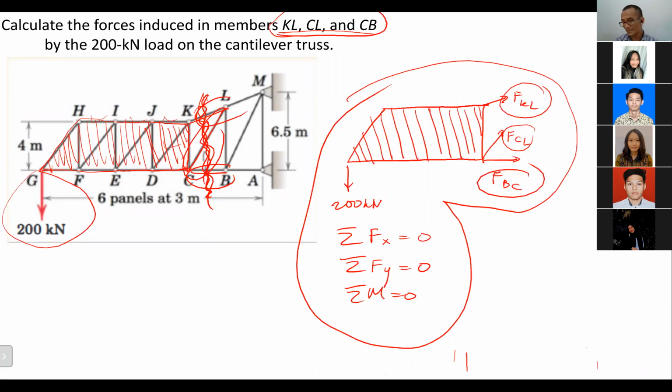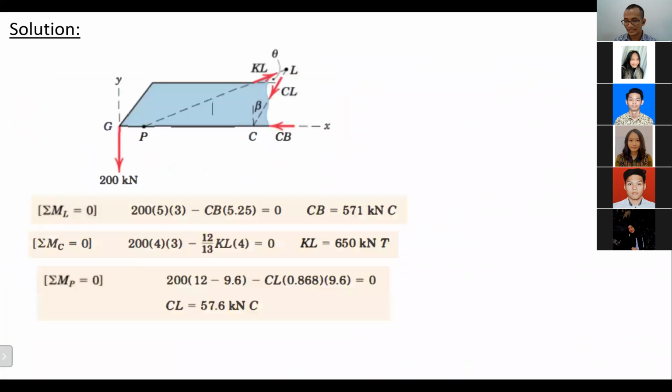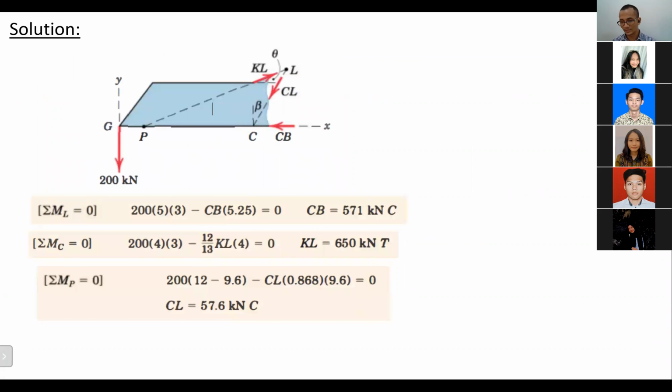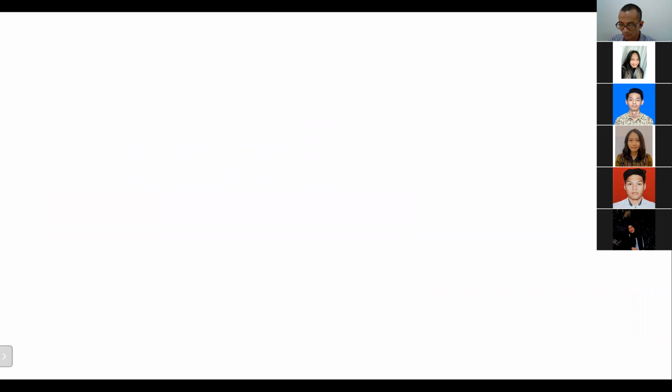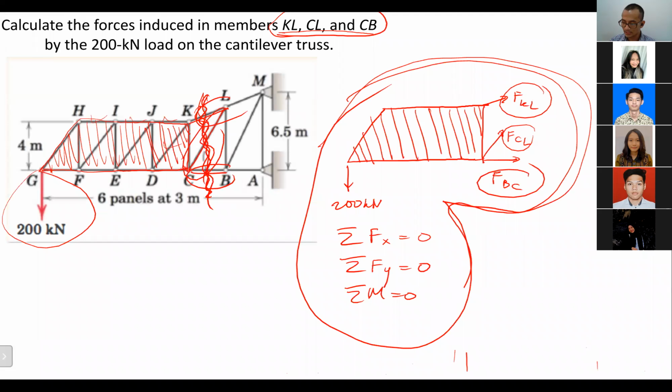Okay, so that's the basic thing that you're supposed to know about cutting, right? After you cut, yes, this is the calculation: CL, CB, and KL. But by doing the calculation like this, it will become more confusing for you. So it is better to just use the free body diagram here that I drew for you, because all the dimensions will be clear there.